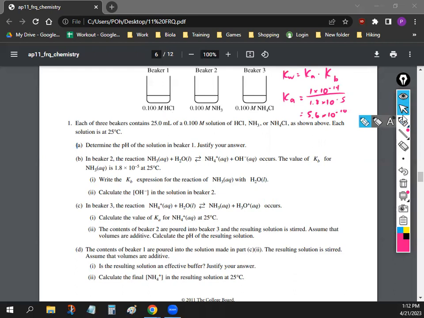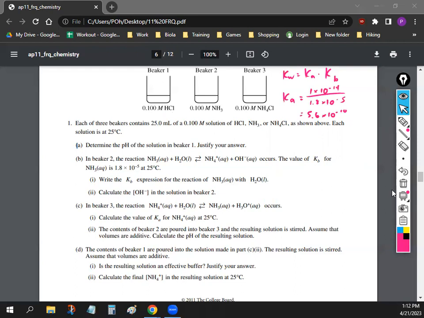Any questions on that one? 5.5 is fine, close enough. The most important thing is 5 times 10 to the negative 10. Okay, let's go to part 2 of C.